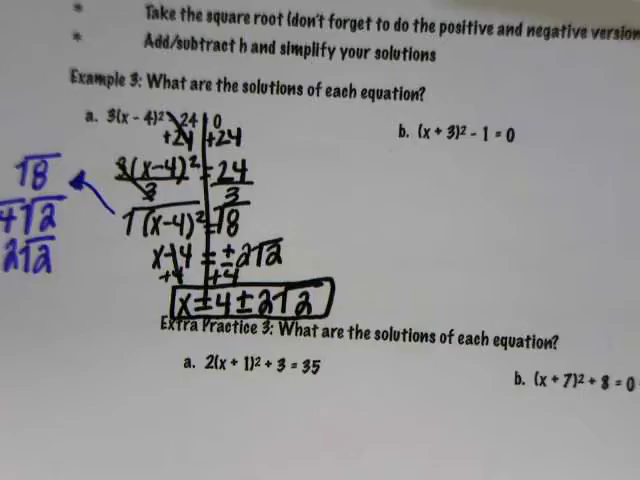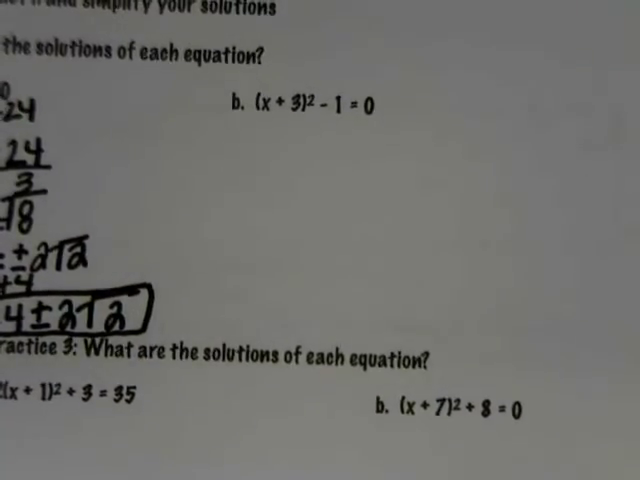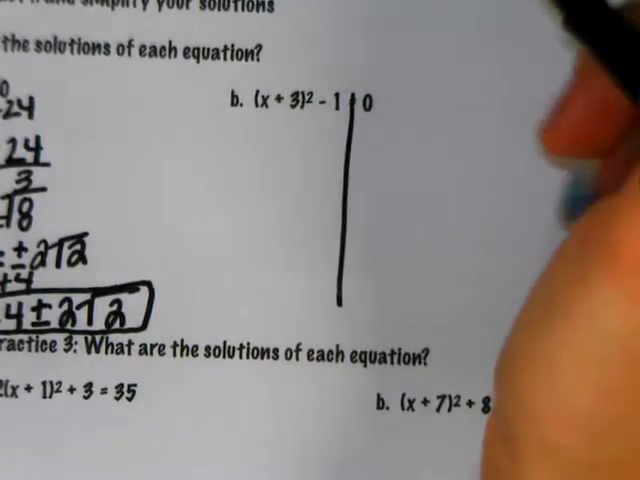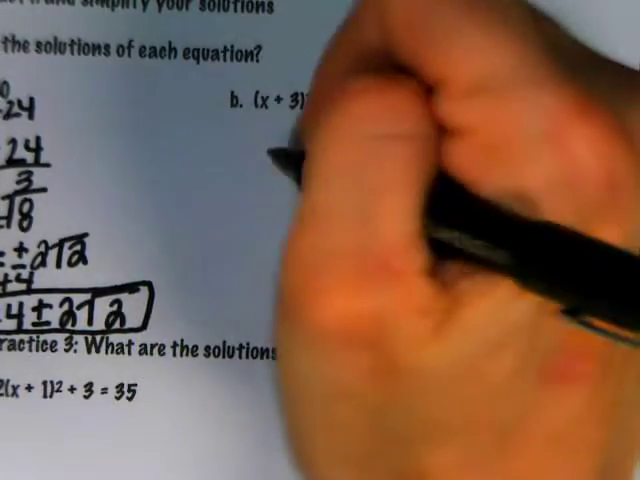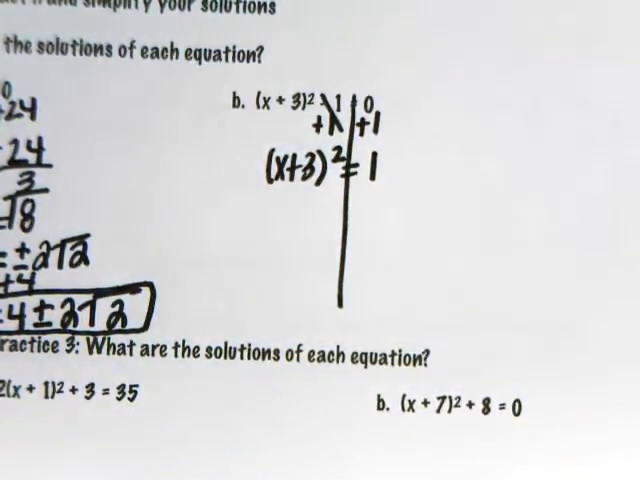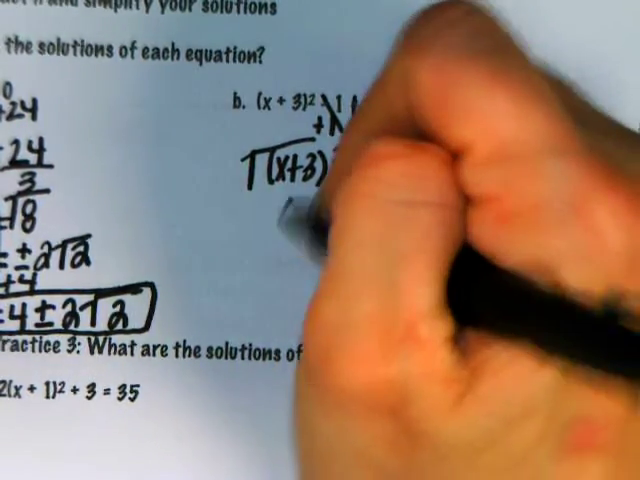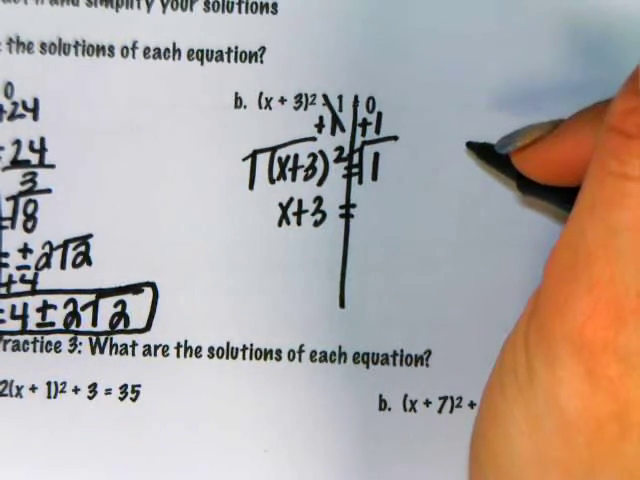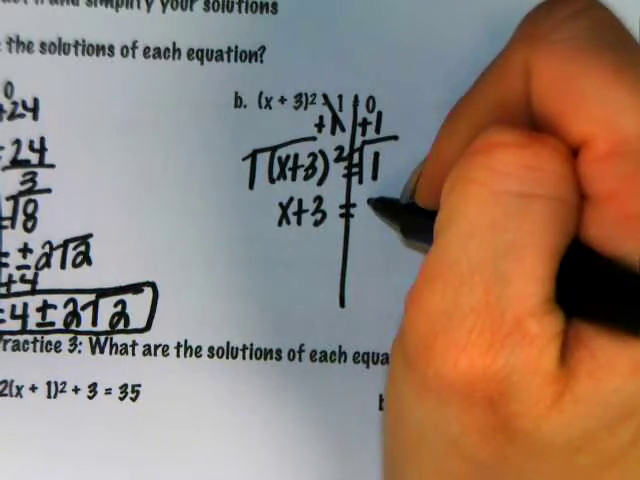All right, next one. All right, what am I going to do first? Yep. Okay, then what? Yep, square root both sides. So x plus 3 equals, does 1 have a square root? No. 1. Yeah, square root of 1 is 1. But what do I have to put in front of it? Negative or positive? Yeah, so plus or minus 1.